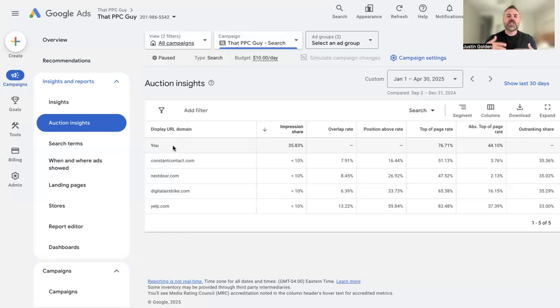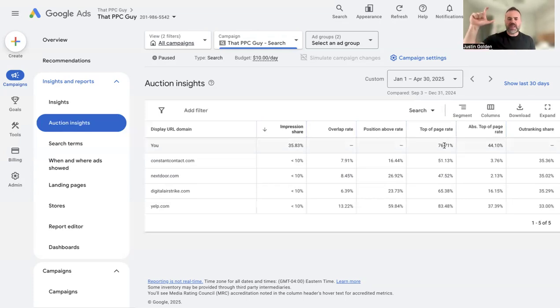Neither are you. Look at your auction insight report to get a better idea of how frequently your avatar or your ideal clients are finding your ad. Now, there's some other great metrics here. You can take a look at the overlap rate as compared to your competitors. There's also top of page, absolute top of page rate.